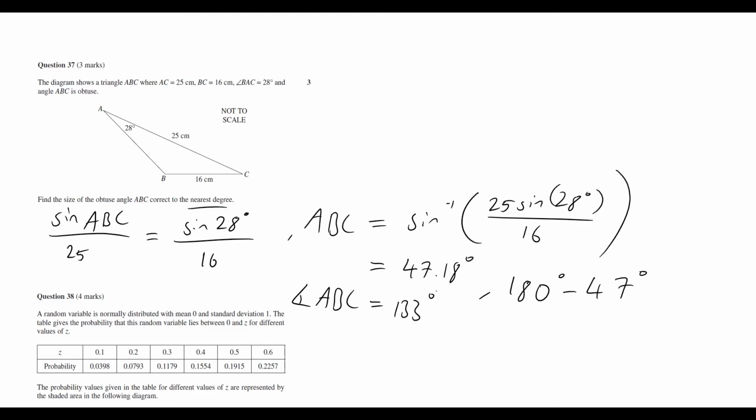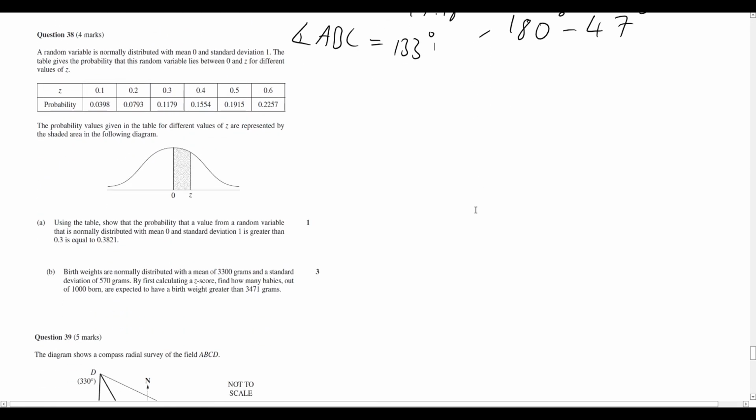Okay, question 38, we're almost there, almost finished. So a random variable is normally distributed with mean 0 and standard deviation 1. The table gives the probability that this random variable lies between 0 and z for different values of z. So that's just telling us the shaded area, essentially. All right, part A. Using the table, show that the probability that a value from a random variable that is normally distributed with mean 0 and standard deviation 1 is greater than 0.3 is equal to 0.3821.